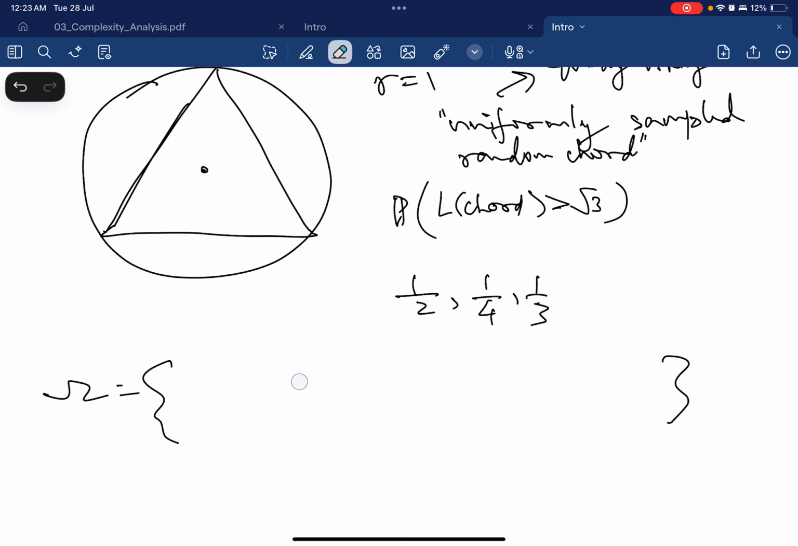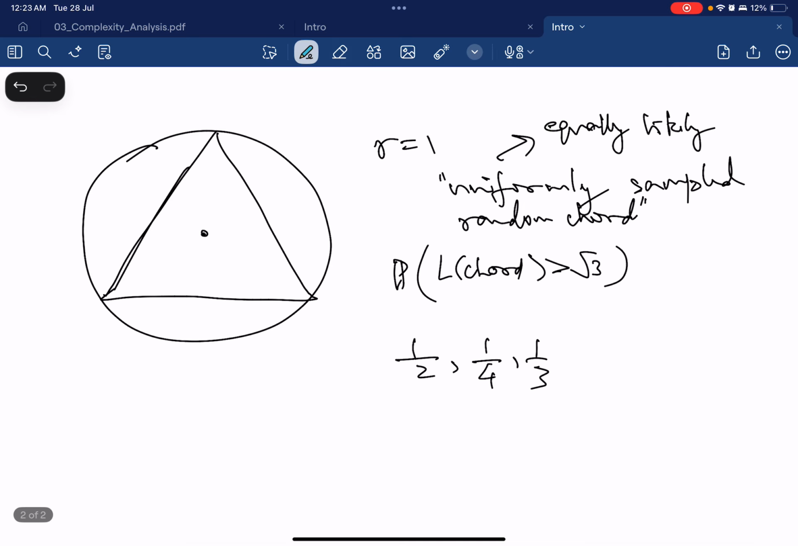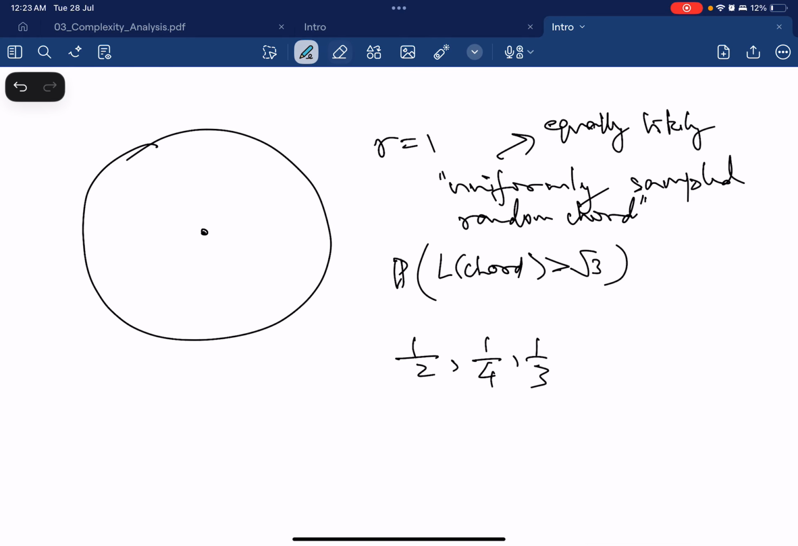What is your sample space for this chord question? Since there is some kind of rotational symmetry, let's just fix it. Let's say that there's a coordinate plane, there's a coordinate axis.